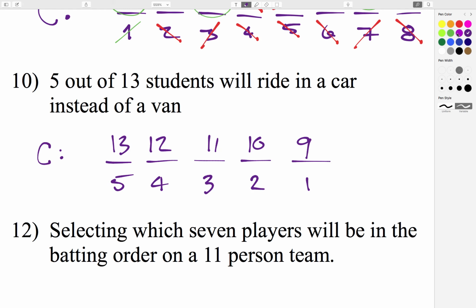And again, remember, here we can cancel stuff out. 4 times 3 gives me 12. 5 times 2 gives me 10. And then I just multiply my remaining numbers, 13, 11, and 9.